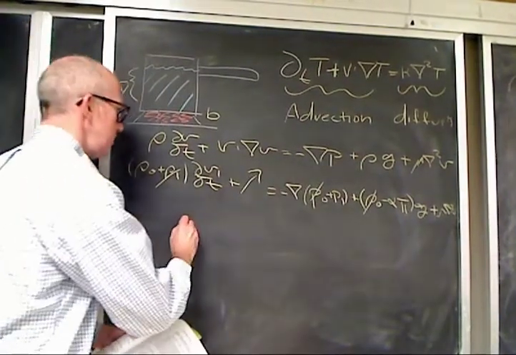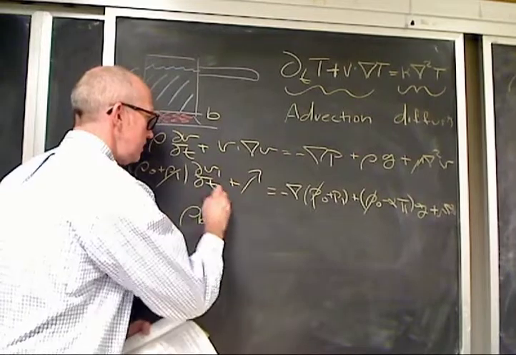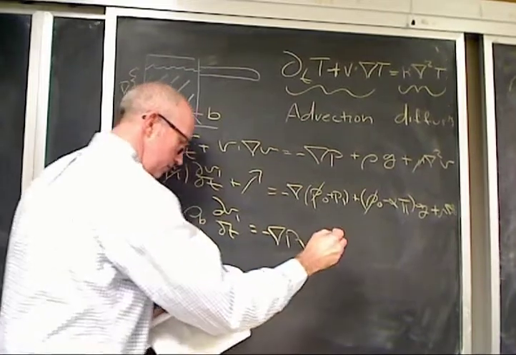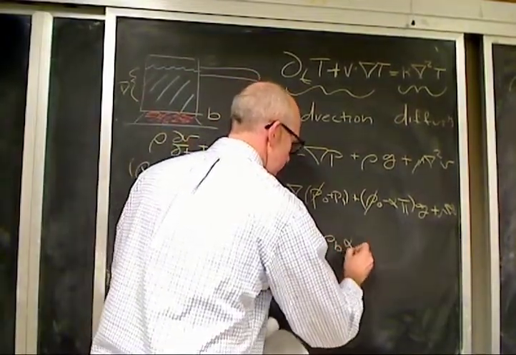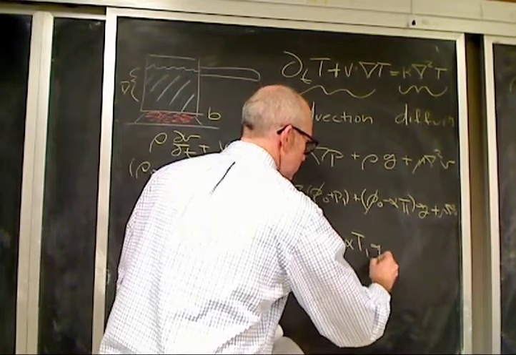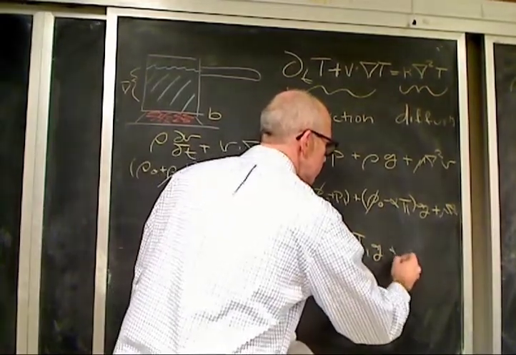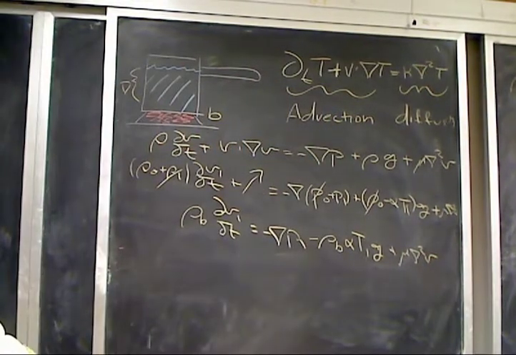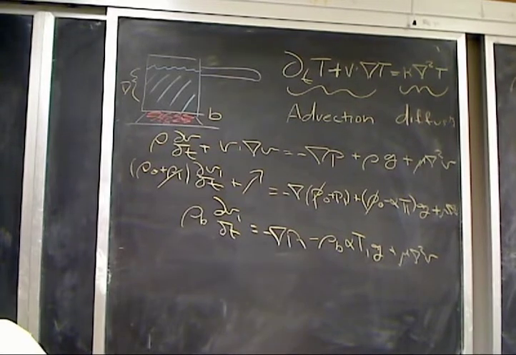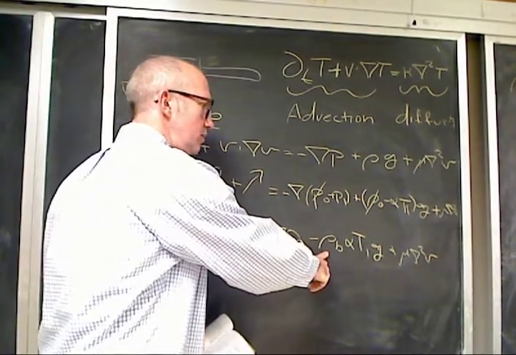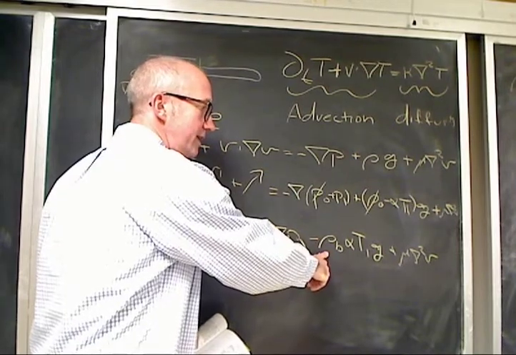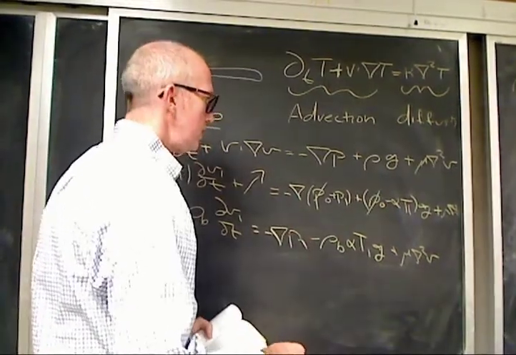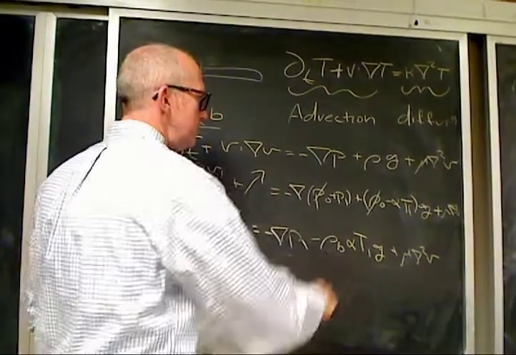I'm left with rho naught times dv1 dt equals minus grad p1. That all looks familiar. Minus rho naught alpha T1 g, where g is the gravitational acceleration, plus mu del squared v. Which looks basically like Navier-Stokes, but now we have this extra term that is our gravity. Well, the gravity perturbation from the little wiggle in temperature.